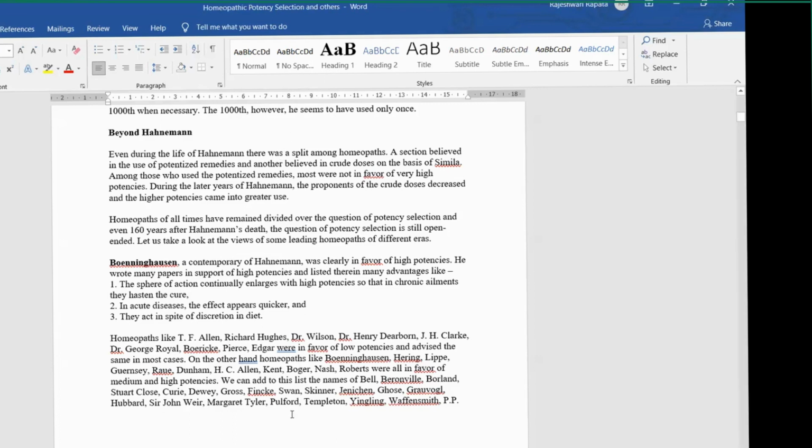Further, there are many doctors like Allen, Dr. Richard Hughes, Dr. Wilson, Dr. Henry Dupont, Clark, and then George Royal, Boericke, Pierce, Edgar. These were many people who believed in the lower potencies. When you open the Boericke Materia Medica, you will find at the end of each drug there is the potency selection, and that potency is usually very low. You will find the highest potency is 200, not more than that. So 30, 12, 3, 6, all these potencies are seen, and rarely you will find 200. So Dr. Boericke was also a proponent of lower potencies.